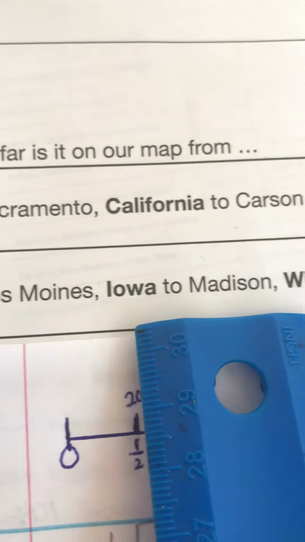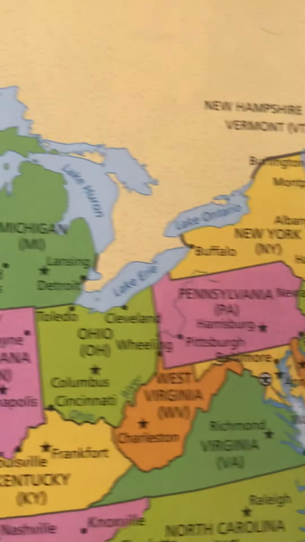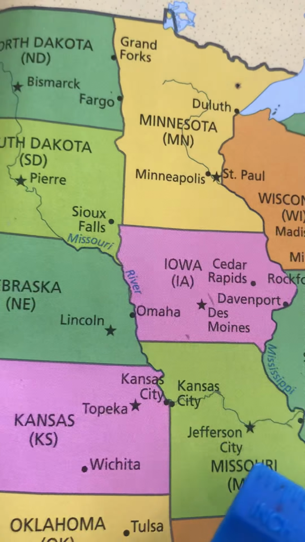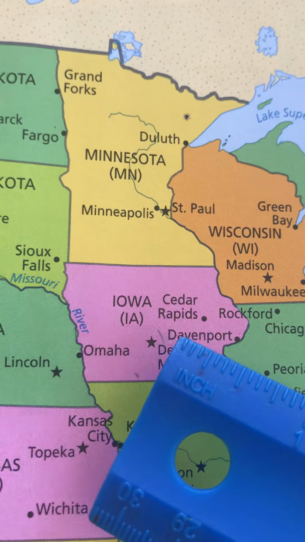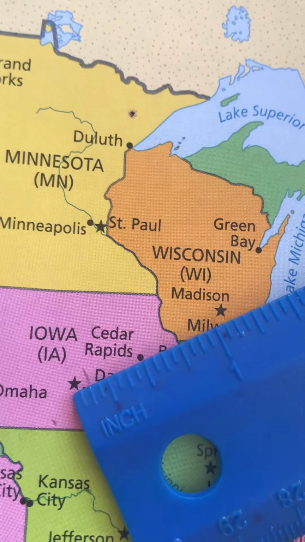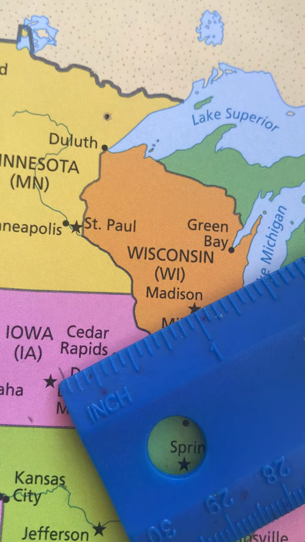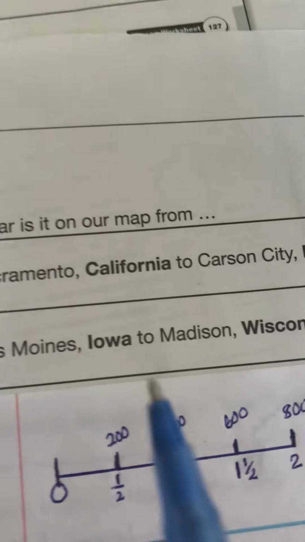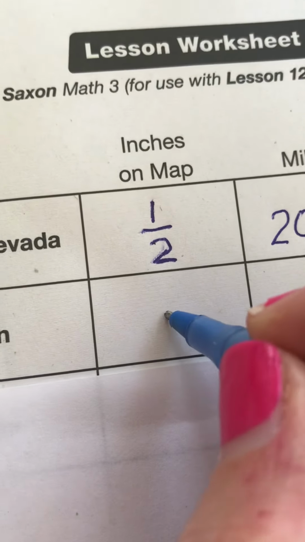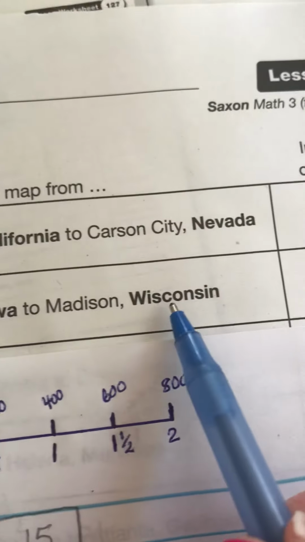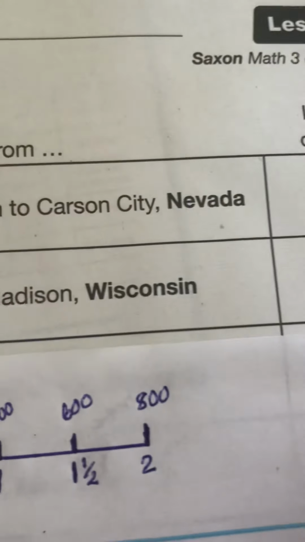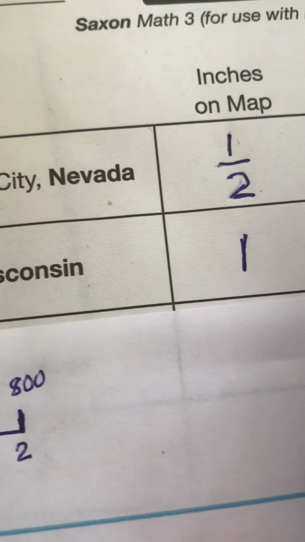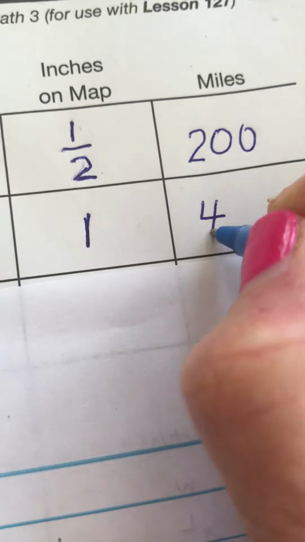Des Moines, Iowa to Madison, Wisconsin. All right, now I'm going to find that on the map, okay? So Des Moines, Iowa is right there, and then Madison, Wisconsin is right over here. So I'm going to measure that amount, and look, the closest to it is an inch. So go over here to your worksheet and write a 1. It's 1 inch between these two. And then 1 inch, if we look on our scale that I gave you, 1 inch is the same as 400 miles. Okay, so I'm going to write a 400 right here.